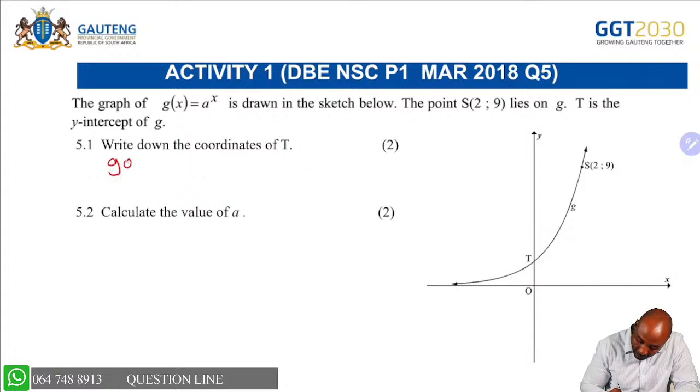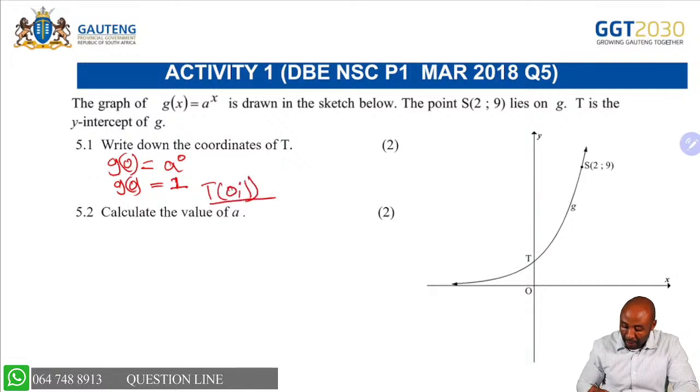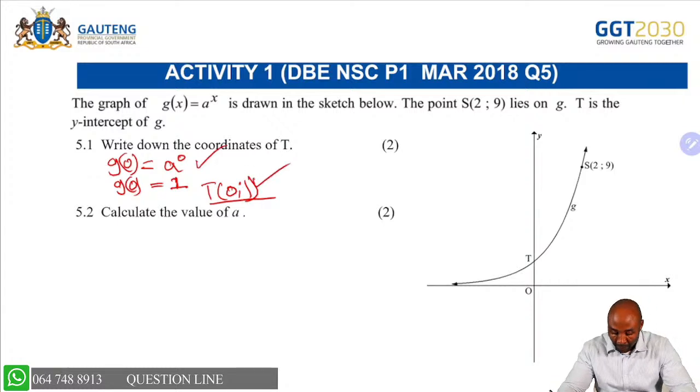So g of 0 is equal to a to the power 0. And any base raised to exponent 0, we know that g of 0 is going to be 1. And we know that the coordinates of T will be (0, 1). 2 marks, substitution, answer.